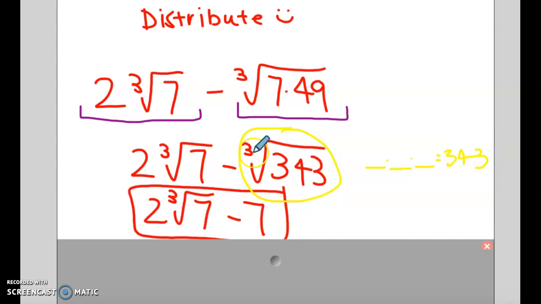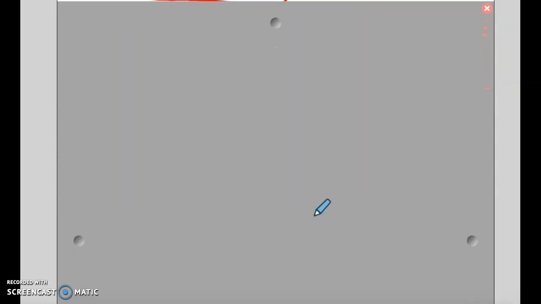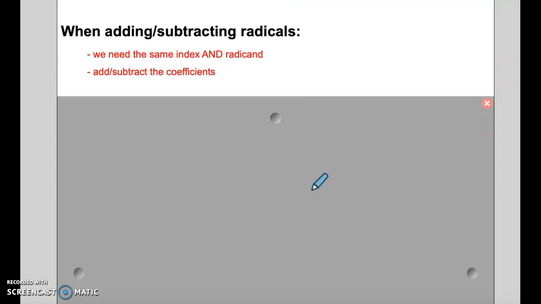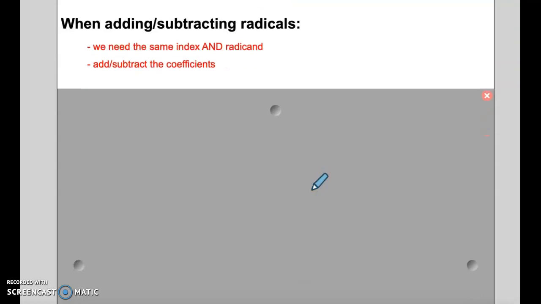Okay, so I can simplify cube root of 343 is 7. That goes back to 5.1. Okay, and here's our simplified form. We did it. Awesome. Let's take a look at another type of multiplication. So before we do the multiplication, we're going to need to review how to add and subtract radicals. In order to add and subtract radicals, now we need the same index and radicand, and then I just add and subtract the coefficients, whatever number is in front of the radical.